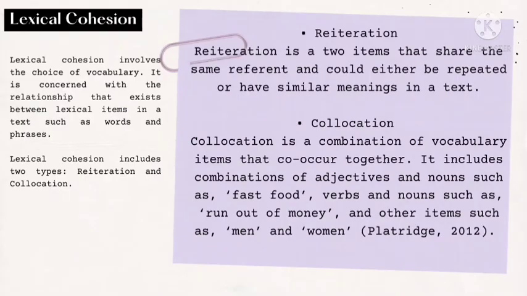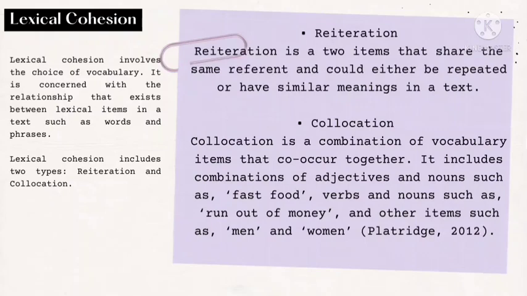The next material is lexical cohesion. Lexical cohesion involves the choice of vocabulary. It is concerned with the relationship that exists between lexical items in a text, such as words and phrases. Lexical cohesion includes 2 types, reiteration and collocation.